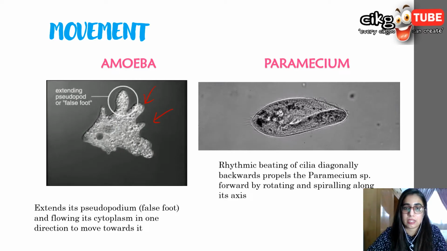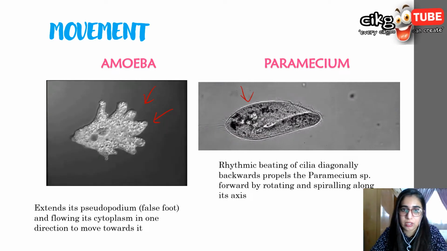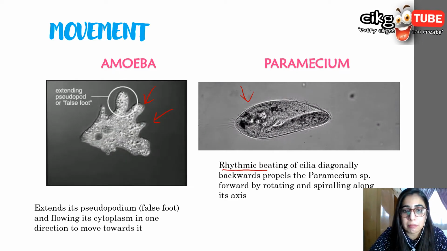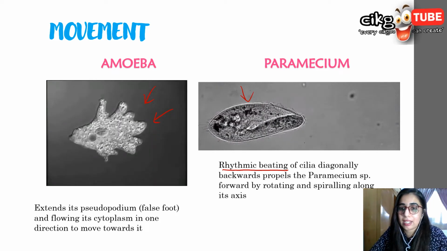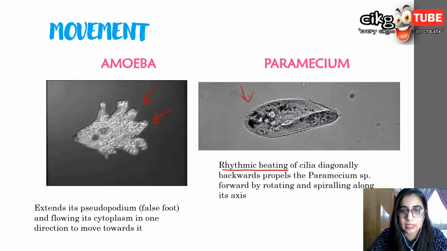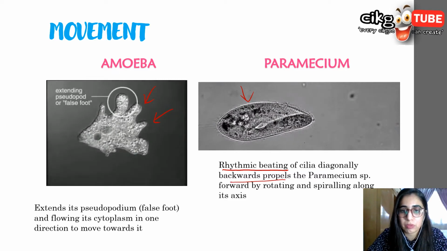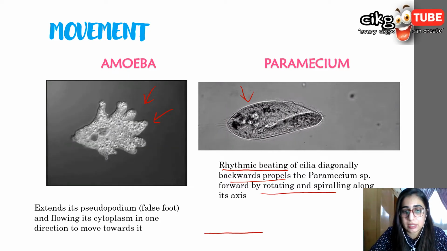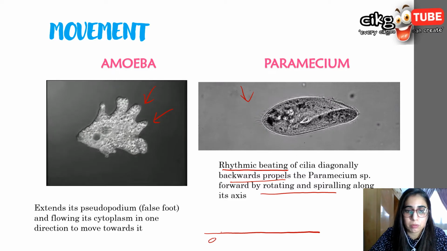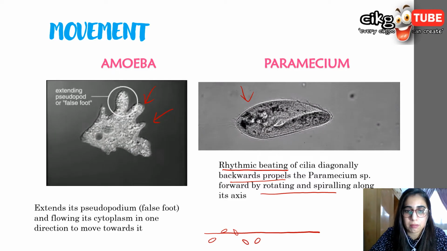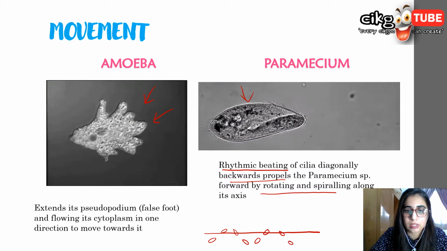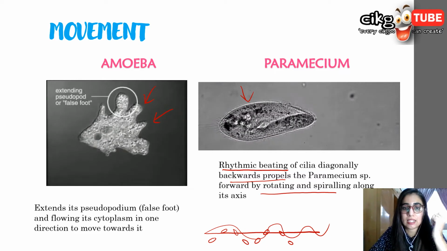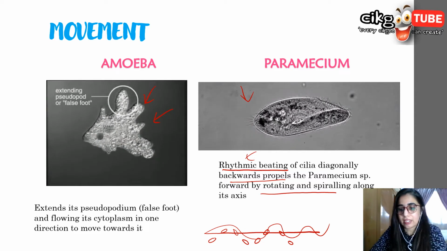For paramecium, if you look at the cilia here, the cilia is moving. We call this movement rhythmic beating. They move together, diagonally backwards, which will propel the paramecium forward by rotating and spiraling along its axis. For example, this is one axis. So paramecium will move this way, rotating on its axis because of the cilia's rhythmic beating.